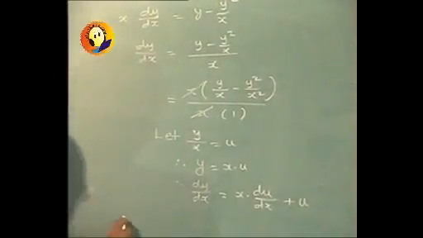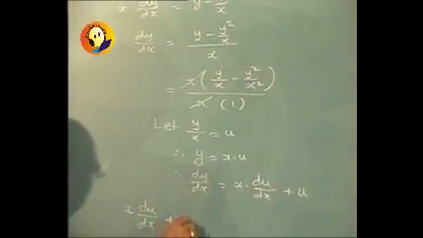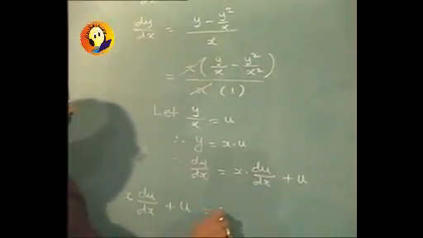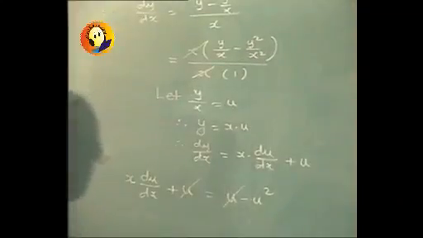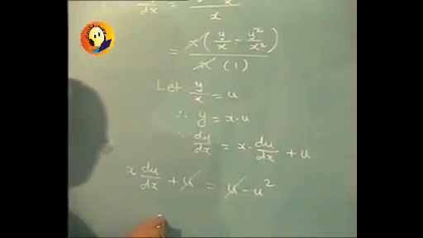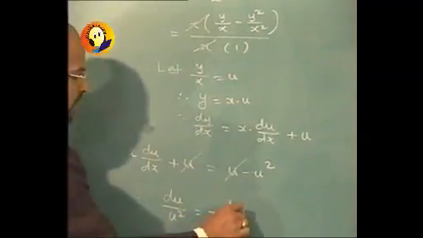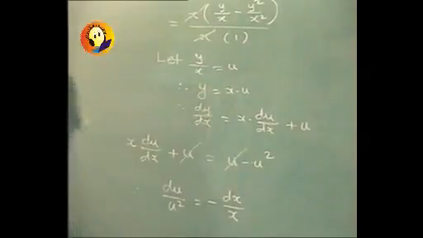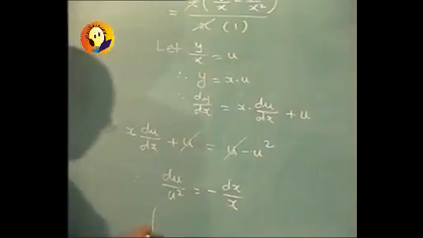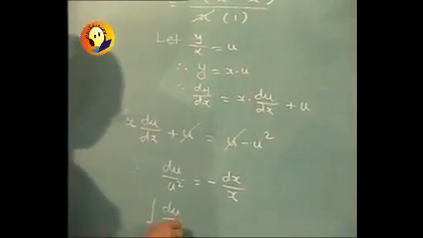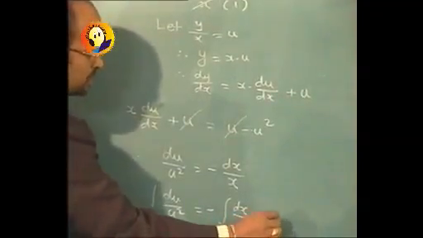Substituting in the given equation, x du by dx plus u, right hand side will be u minus u square, so obviously u gets cancelled, and therefore the equation turns out to be du upon u square equal to minus dx upon x, which is the variable separable form. Integrating both sides, we get it as integral du upon u square equal to minus integral dx upon x plus constant of integration.